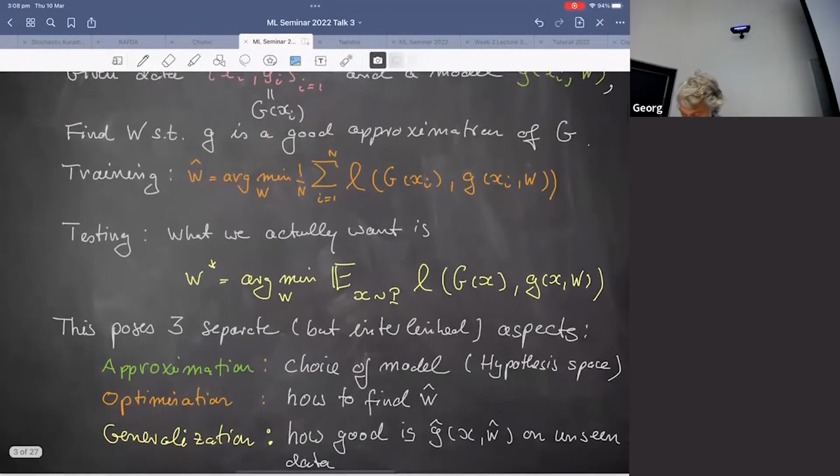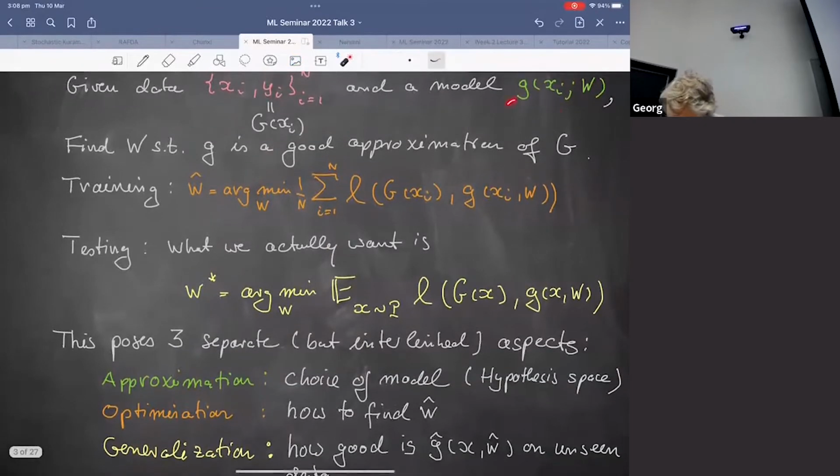The first one is the approximation. That considers the model that we're choosing, which defines a so-called hypothesis space. If our function lies in that space, that's very good, but typically it won't. So we have to make a choice of this hypothesis space. It's given implicitly through our model choice.